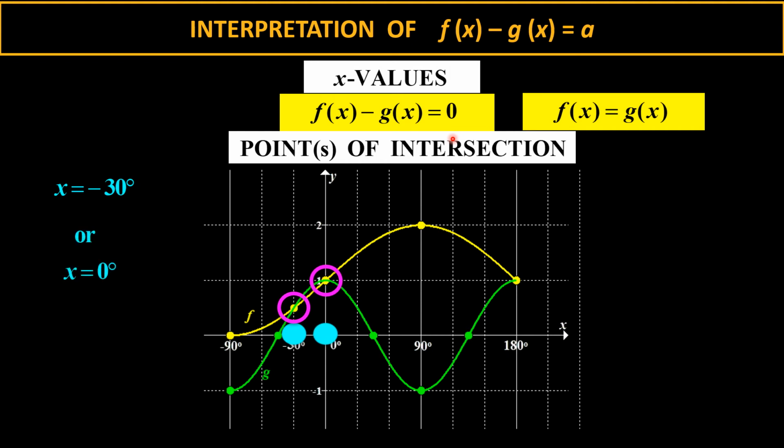There's another one, and the corresponding value is 0. So x is equal to 0. Is that all? No, there's another one right at the end there. Look at it carefully. And the corresponding value there is 180. So there are 3 points of intersection here, at negative 30, at 0, and at 180.